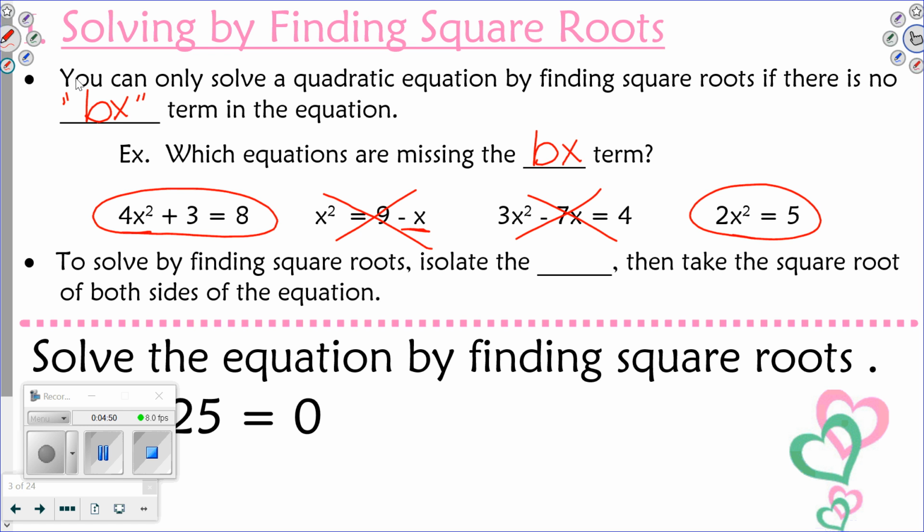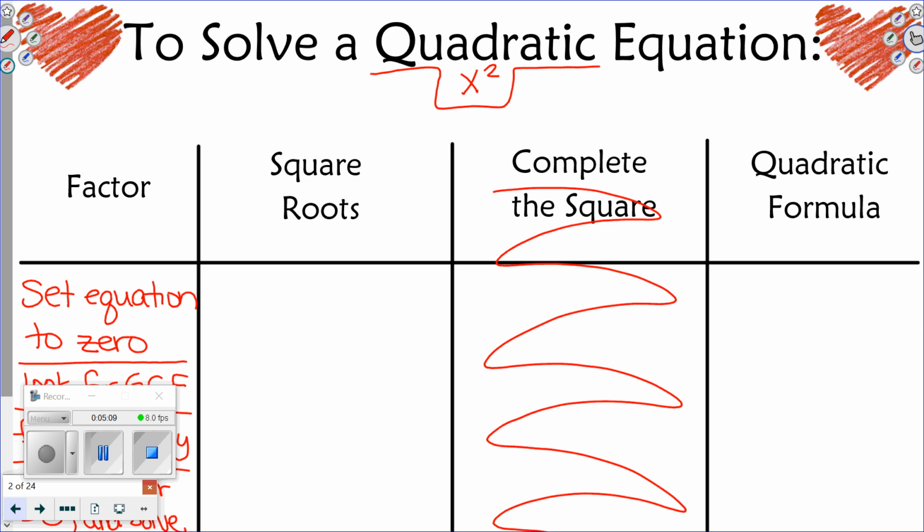All right, so to solve by finding square roots, you will isolate the x squared, then take the square root of both sides of the equation. This is why yesterday one of the things I left for you to do was simplifying radicals, because we need to make sure we're remembering how to do that. All right, so back on your colored paper, square root method. Let's jot some things down here, okay?